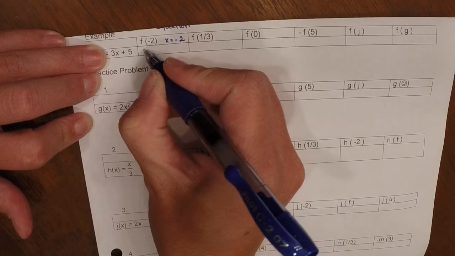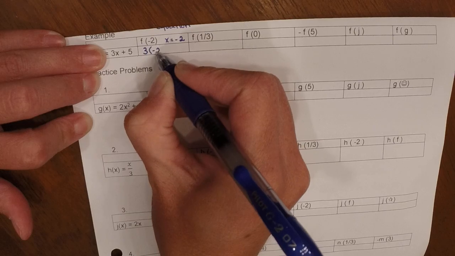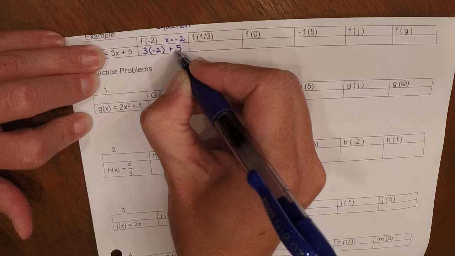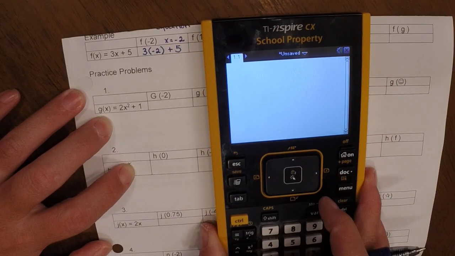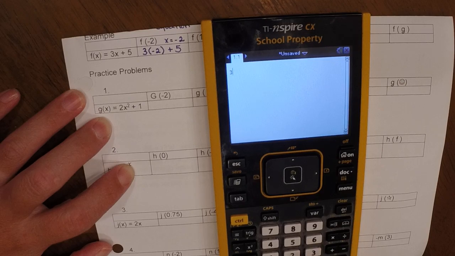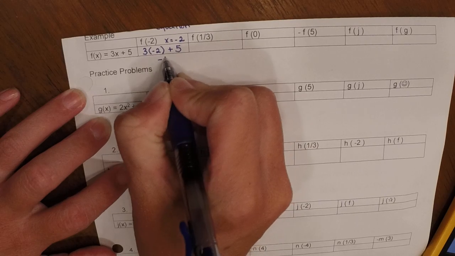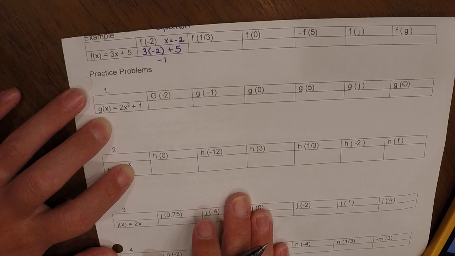So I'd go ahead and write down the 3. But now x is -2. So I'd put that in parentheses. And then the last part says plus 5. And I should have written that below the line. Sorry, but I didn't. So now that would be calculator ready. And so we could go ahead and plug it in. 3 parentheses -2 close and then plus 5. And it says -1. So really this should be down here and the -1 should be up there, but since I wrote in pen, I can't really make that happen.